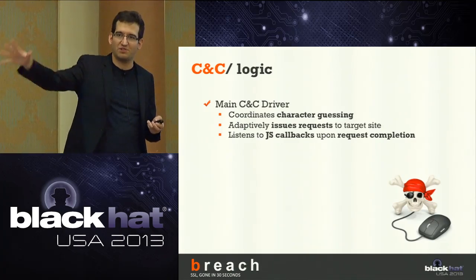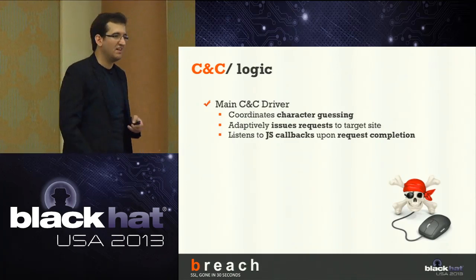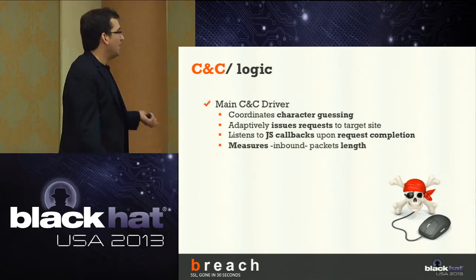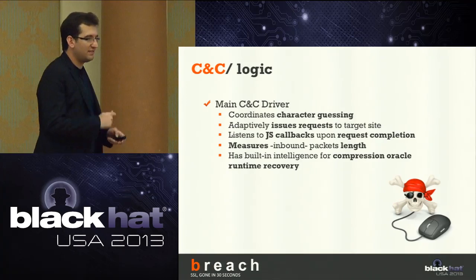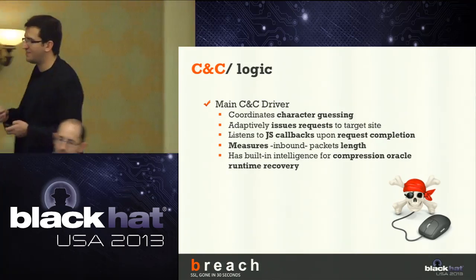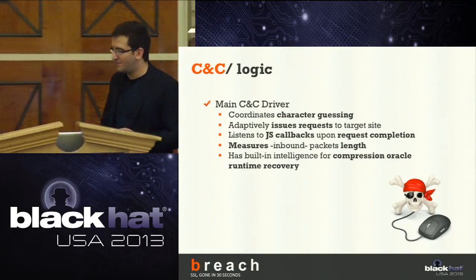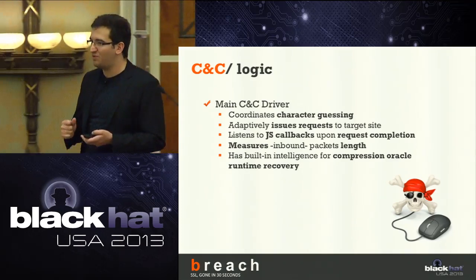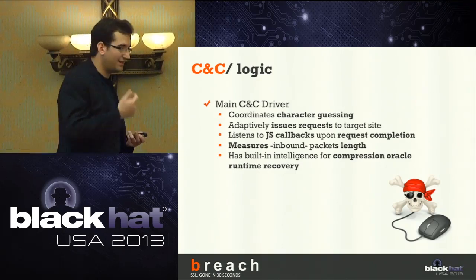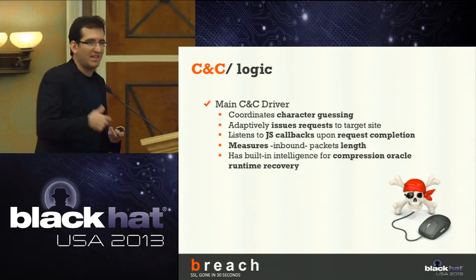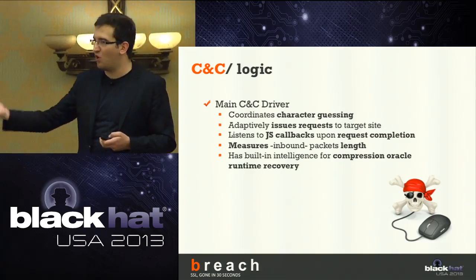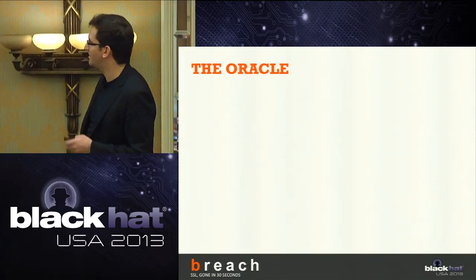Anything that you saw from this particular destination IP that I talked to, just go ahead and measure it. So it measures the packet length, and then it has some built-in intelligence for runtime recovery. What that means is sometimes we hit issues, sometimes we make mistakes, but this type of attack, we're not allowed to make mistakes, because it relies on compression, we cannot continue. So if we make a mistake, we have algorithms that are able to detect that we made a mistake and roll back. And we'll show you that in a few seconds.